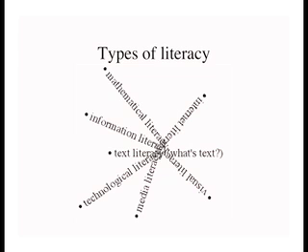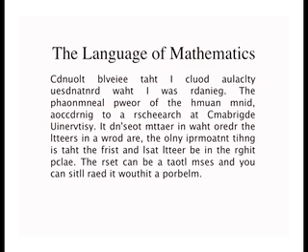Now the thing is, when you try to define all these literacies, you'll find that they begin to mash together and overlap, and you can't really tug them all apart. One type of literacy overlaps with every other type of literacy. Now, mathematics is a language. And I'm making the assumption that everyone's fluent in English here. And I bet you can read that with no problem.